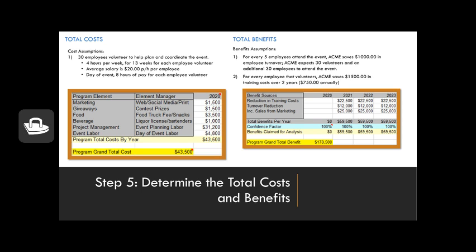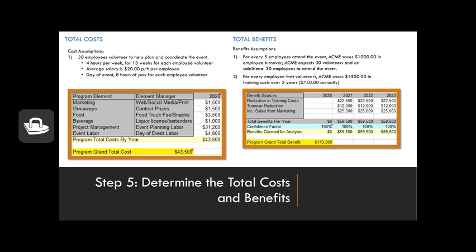All the other project expenses are fairly straightforward. We have marketing, giveaways, food, and beverage. The total cost of the event is $43,500. As for benefits, in the case, Acme provided us with a couple of assumptions. First, that for every 5 employees that attend the event, Acme saves $1,000 in employee turnover. And second, that for every employee that volunteers, Acme saves $1,500 in training costs over 2 years.